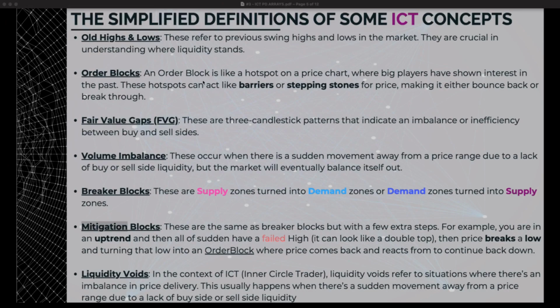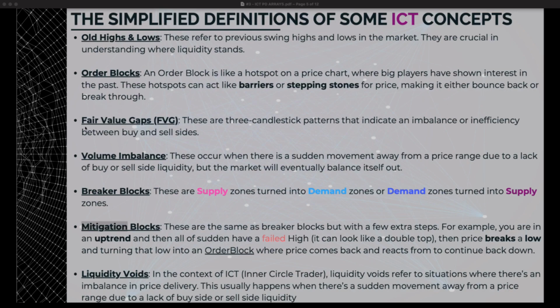Okay, now let's talk about the simplified definitions of some ICT concepts. First one, old highs and lows. These refer to previous swing highs and lows in the market. They are crucial in understanding where liquidity stands. Order blocks. An order block is like a hot spot on a price chart where big players have shown interest in the past. These hotspots can act like barriers or stepping stones for price, making it either bounce back or break through.